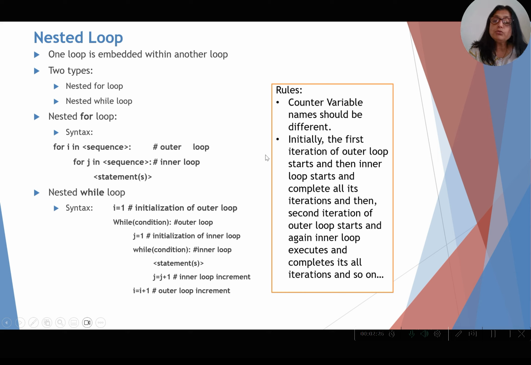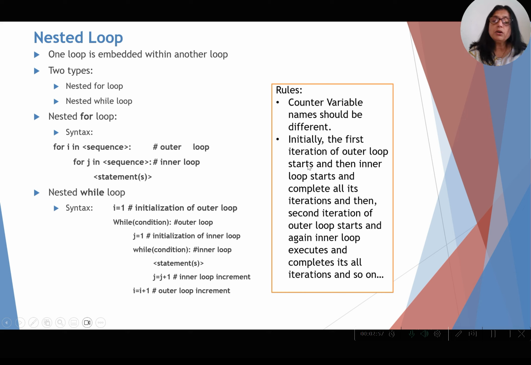So what are the rules we need to follow? The first rule is that counter variable names should be different. Like here we have given the outer loop counter variable as i and the inner loop counter variable as j. We cannot give i to the inner loop as well, because the interpreter will get confused. So we have to give two different names, whether i or j or a or b or x or y, any variable we can give, but it has to be different.